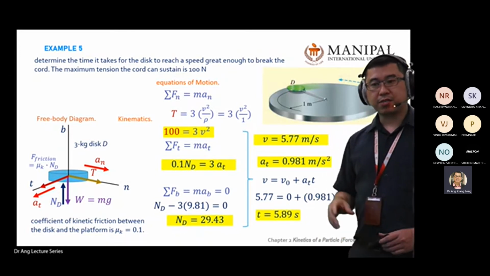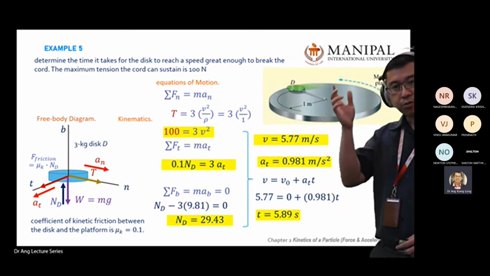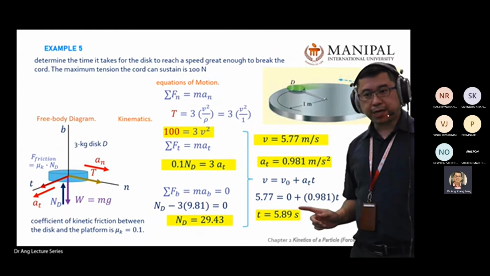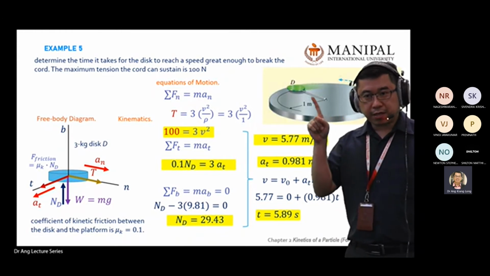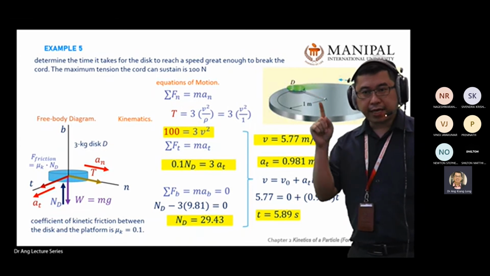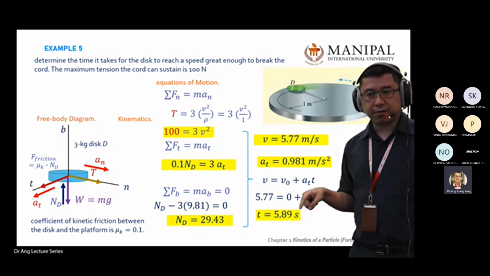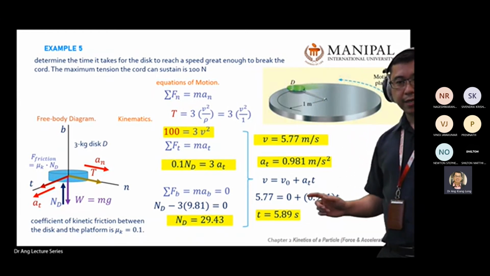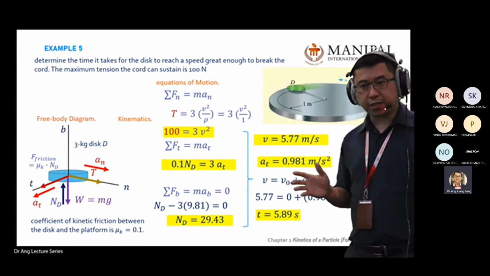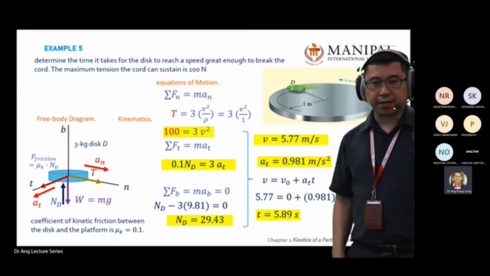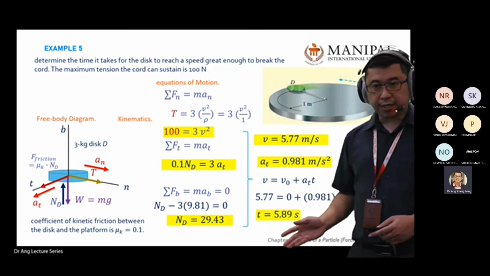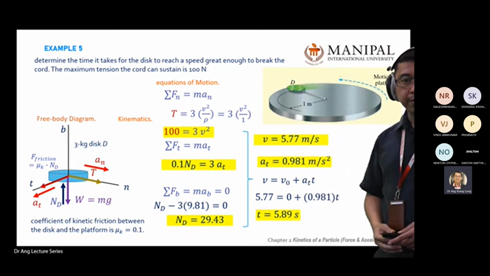So in this scenario, if you run the experiment, we were expecting the cord here, or the line here, to break after around 6 seconds. This is 5.89, so in the experiment we expect it will break around 6 seconds. Sometimes it will be faster, but this is an analytical calculation.